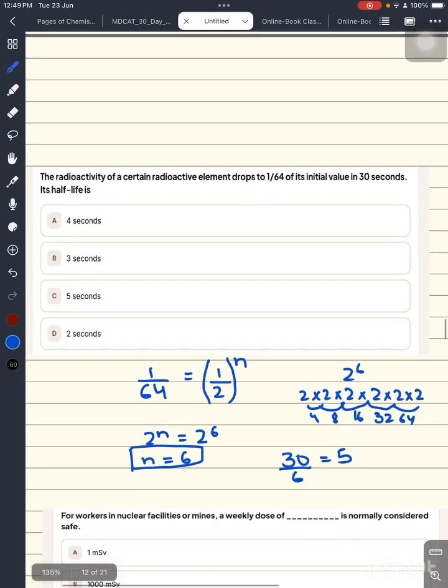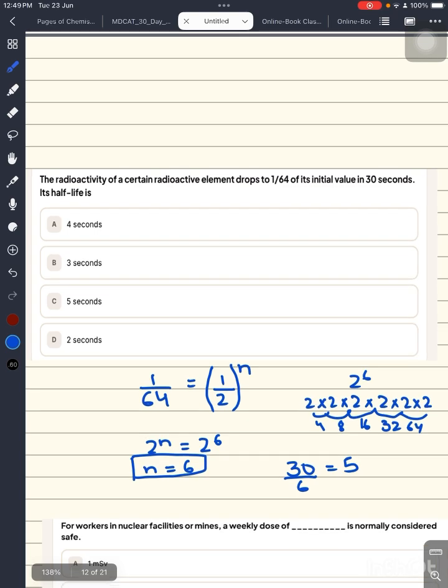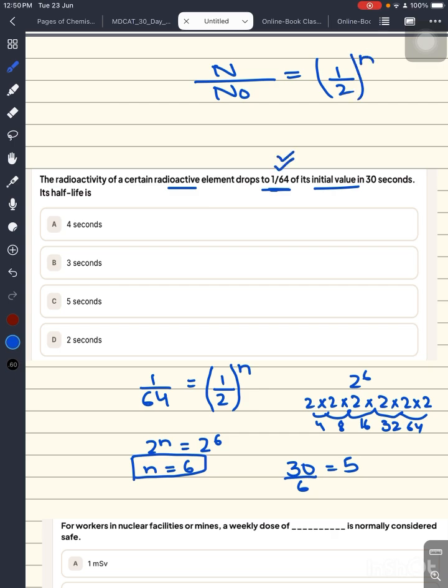So let's see this question. The radioactivity of a certain radioactive element drops to 1/64th of its initial value. Okay, so what's the formula? N equals, so it is 1/64.